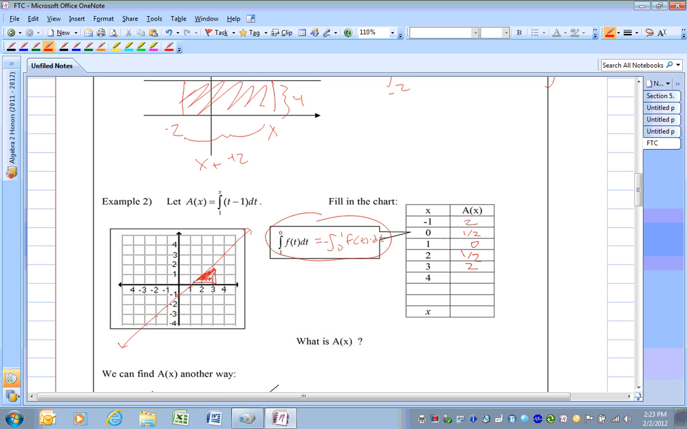How about if I do 4? From 1 to 4. What do I have? Well, we'll have 4.5, because the base is going to be 3 and height's going to be 3. Right? So you have 4.5. So if we think about it, what is A of x? Well, it's not so obvious. Define an expression for A of x in terms of x. Because the height always changes, and the base always changes.